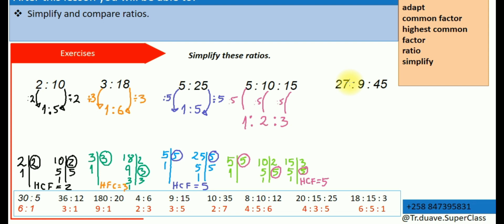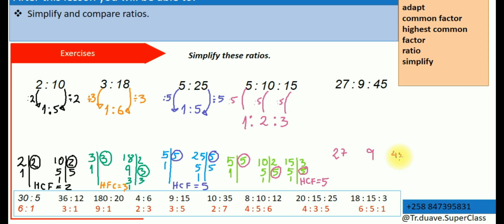So now we want to simplify this ratio: 27 to 9 to 45. We have to factorize each of the quantities to find the highest common factor and to use it to divide and simplify. So let's do that. We factorize 27, 9, and 45.